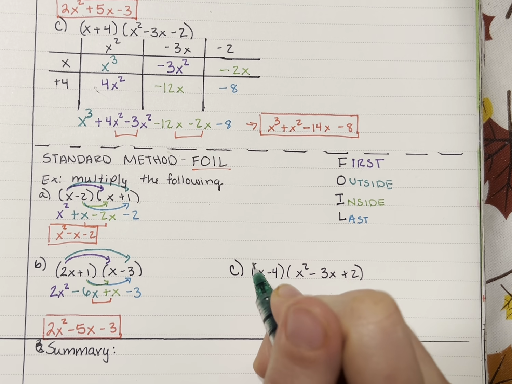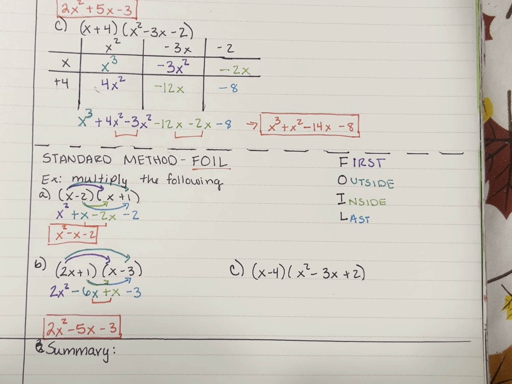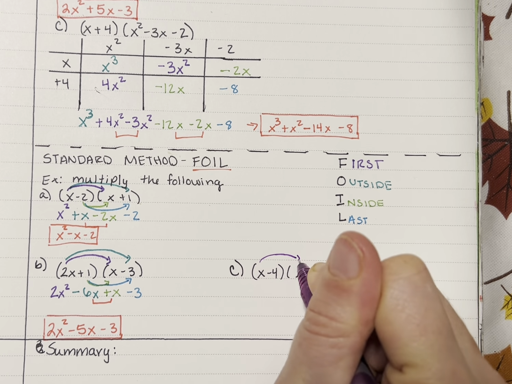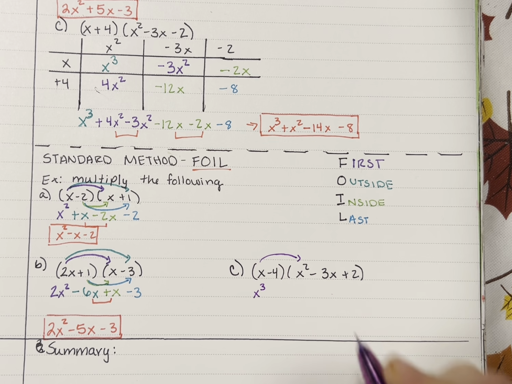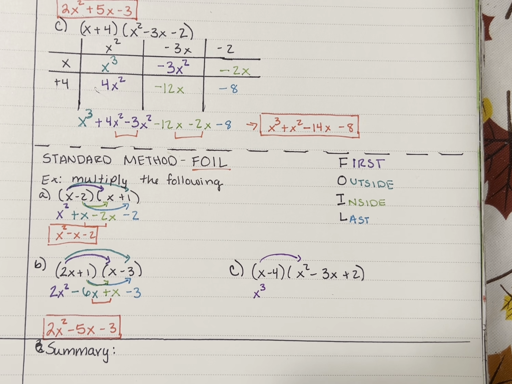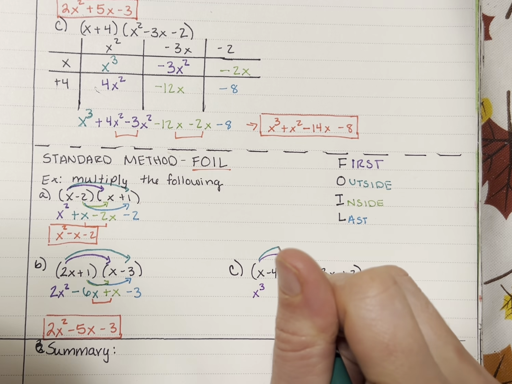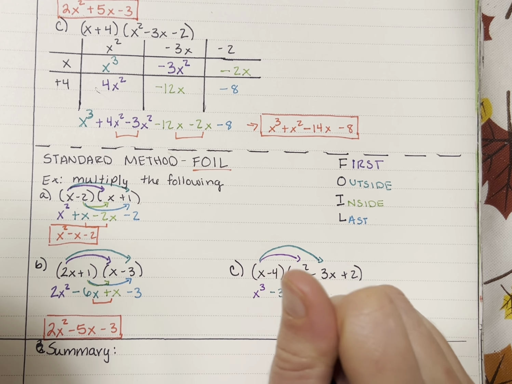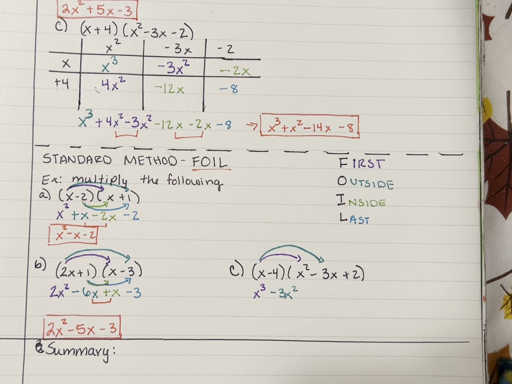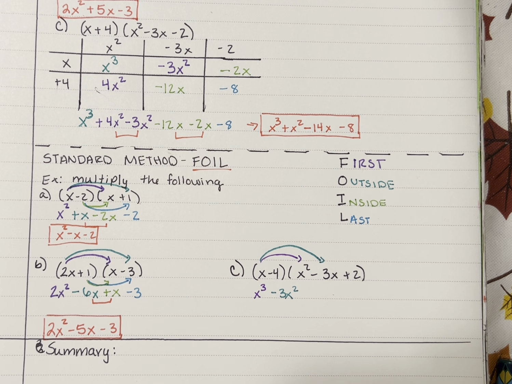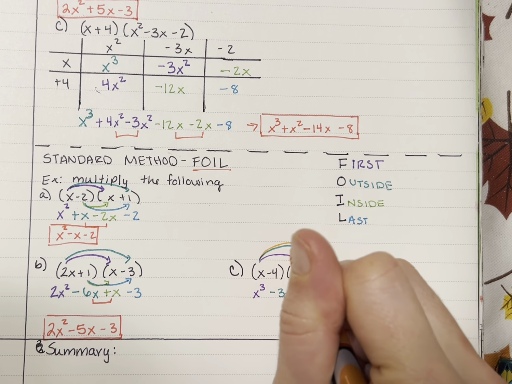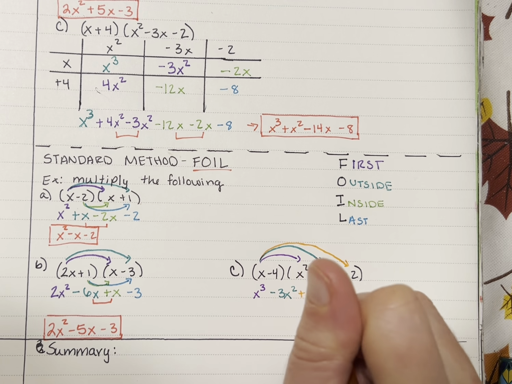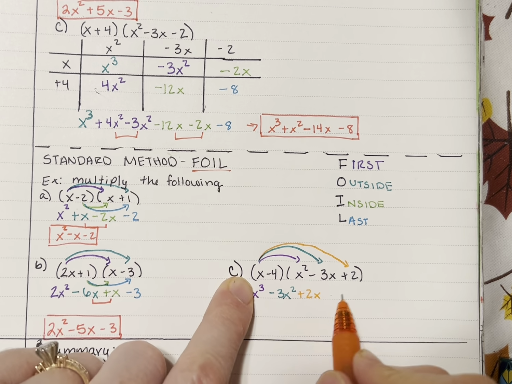So here, let's start with what we have. We're going to do x times x squared, which is going to give me x to the third. Next, we're going to do x times negative 3x, which is going to give me negative 3x squared. And then also we're going to extend it. We're going to do finally x times the last term, which is 2, so 2 times x, which is 2x. So that's taking care of multiplying the first term to everything.